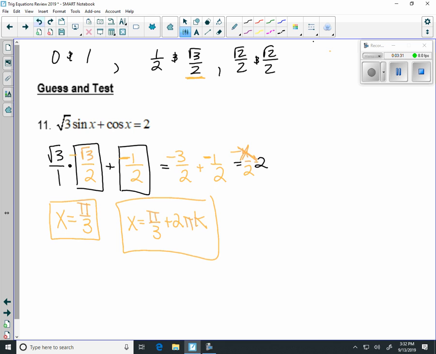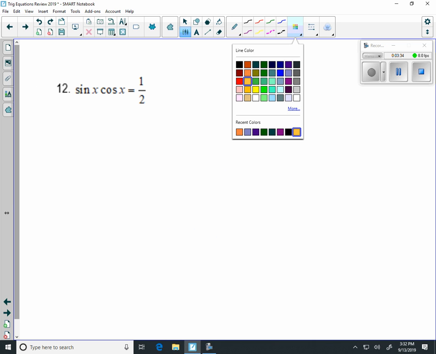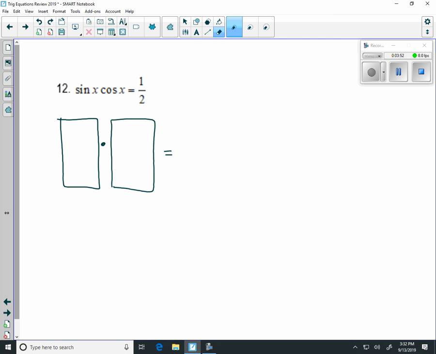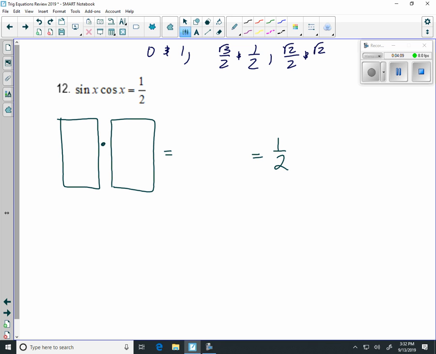All right, sine times cosine equals 1/2. This is a multiplication problem, so I'm going to set it up just like I set up the last one. Maybe give myself a little room in between to do some simplifying. If I think about my pairs, 0 and 1, radical 3 over 2 and 1/2, and radical 2 over 2 and radical 2 over 2, I can get rid of 0 and 1 as options. Those aren't going to multiply to 1/2. Radical 3 over 2 would multiply to radical 3 over 4, so that's not going to work.